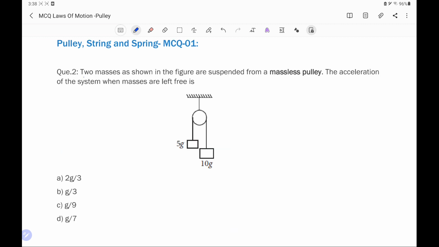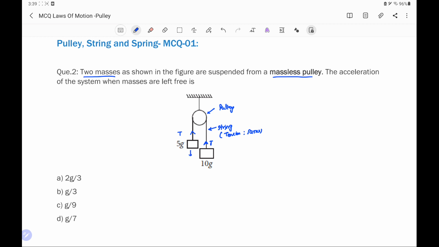Question number 2 is, two masses as shown in the figure are suspended from a massless pulley. This is the massless pulley, and these are suspended through a string, and because this is a single string connecting the masses 5g and 10g, so tension in this string will be same. If we represent the tension in the string, so this 5g will experience a tension T in upward direction, here this 10g will experience a tension T in the upward direction.